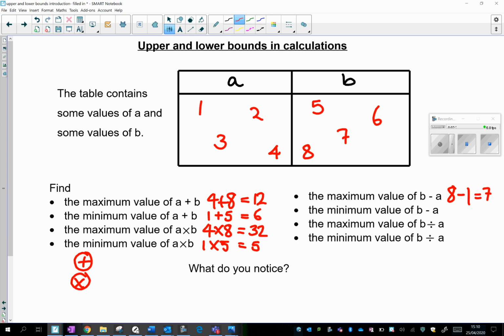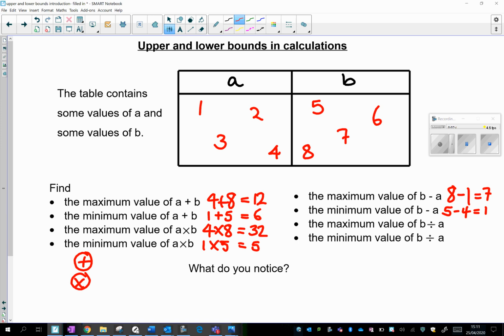Whereas if I want the smallest value of B take away A, I do the smallest B, take away the biggest A. So 5 take away 4 is going to give me 1, and I can't get anything smaller than that.